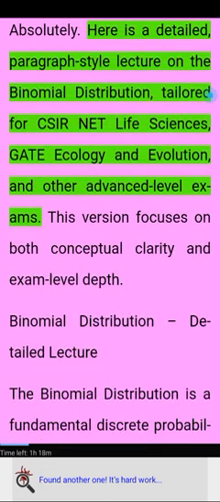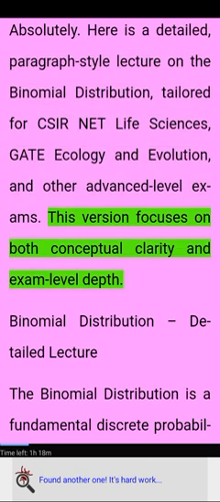Absolutely. Here's a detailed, paragraph-style lecture on the binomial distribution, tailored for CSIR-NET Life Sciences, GATE Ecology and Evolution, and other advanced level exams. This version focuses on both conceptual clarity and exam level depth.